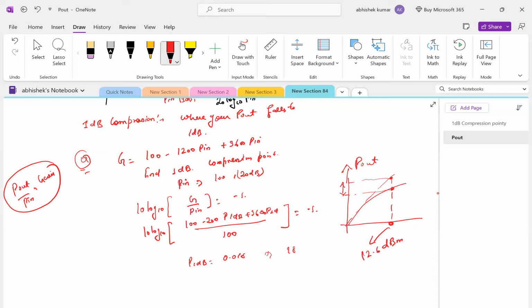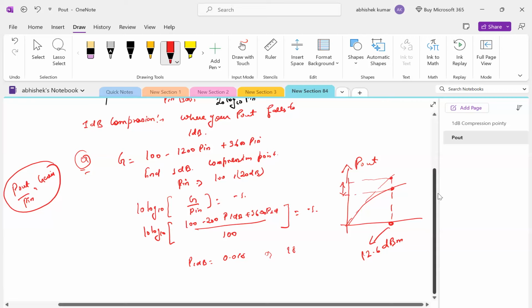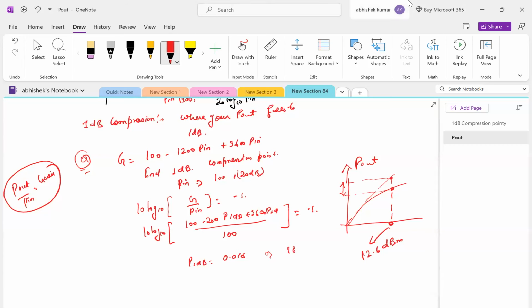Okay. After that, this was your 1 dB compression point. They have given you many slides there from where you can observe the graphs and all those things. Now we will see what happens if we send two sine waves as an input in place of one sine wave.